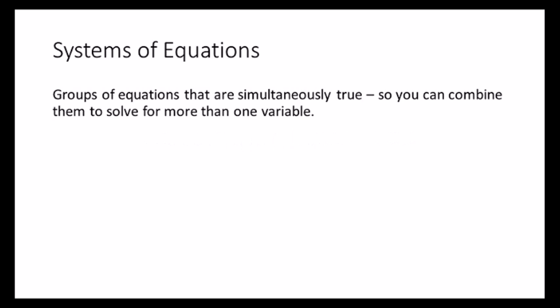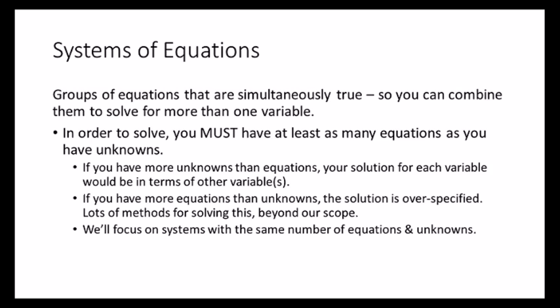So formally, a system of equations is any group of equations that is simultaneously true, which allows you to combine the equations together and then solve for multiple variables. There are many different types of systems of equations. In order to have solutions for all of your variables, you must have at least as many unique equations as you have unknowns. What do I mean by unique?